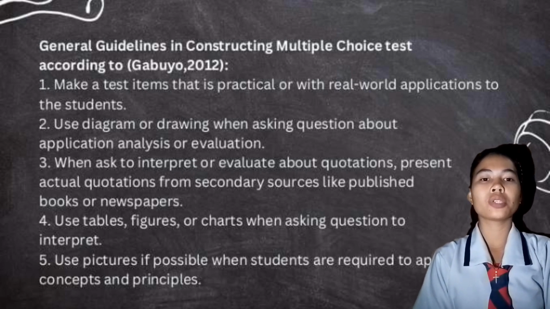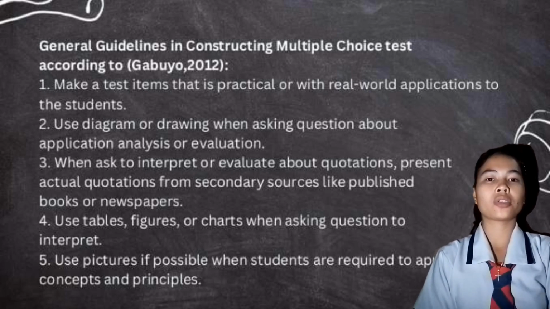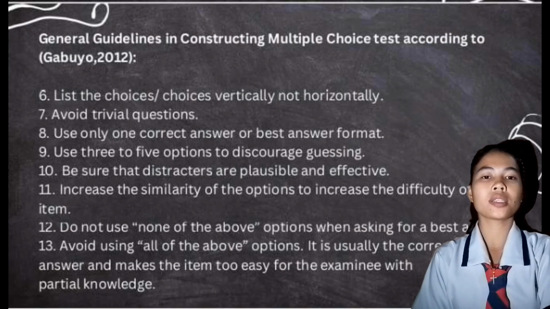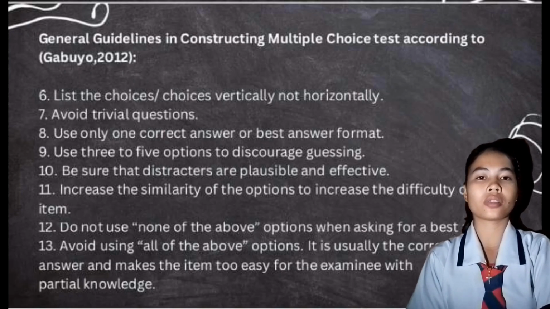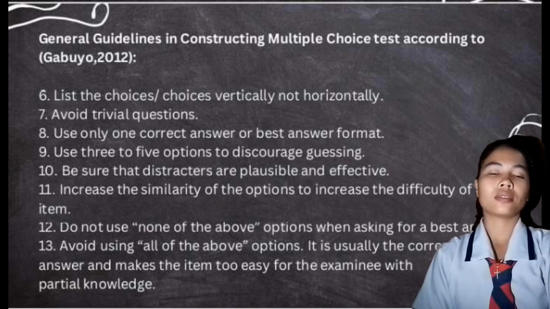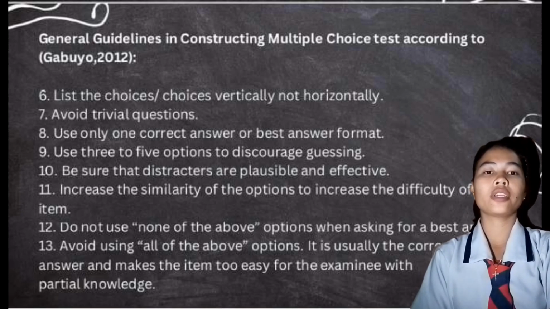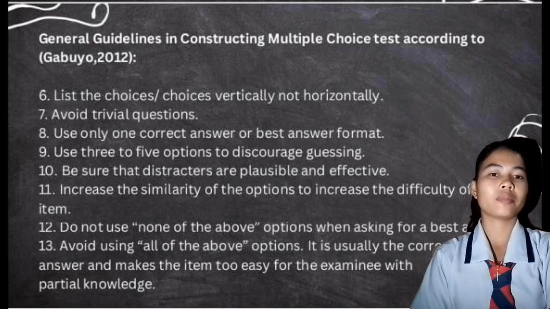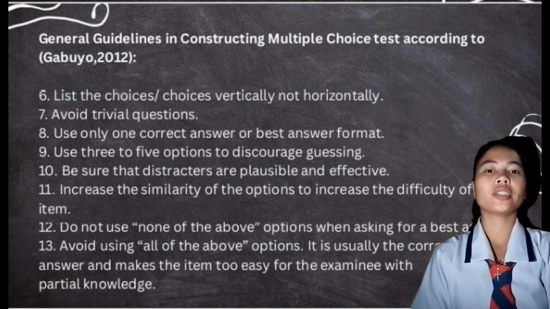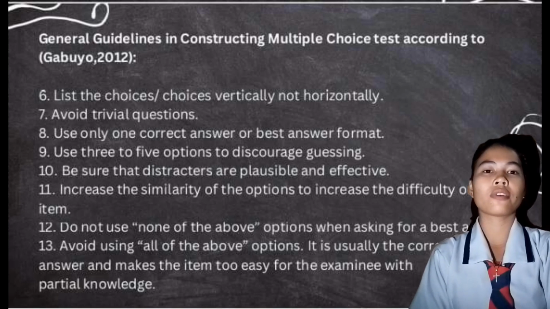Number 5, use pictures if possible when students are required to apply concepts and principles. And number 6, list the choices vertically and not horizontally. And number 7, avoid trivial questions. Number 8, use only one correct answer or best answer format. Number 9, use 3 to 5 options to discourage guessing.